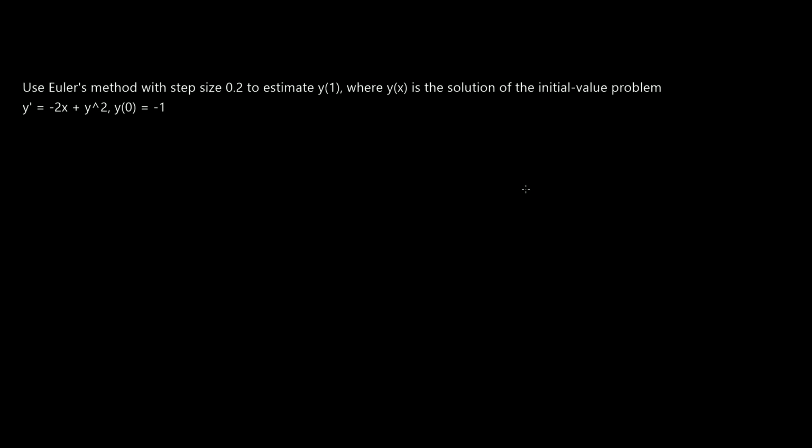Alright, so for this first question we have: use Euler's method with step size 0.2 to estimate y of 1, where y of x is the solution of the initial value problem y prime equals negative 2x plus y to the power of 2, and then the initial condition being y of 0 equaling negative 1. So the first thing that I like to do is write down what they gave us.